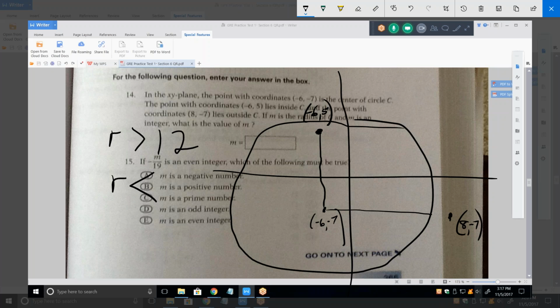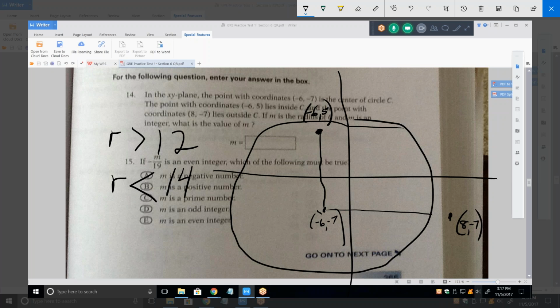-6 and 8. There's the... Go ahead. -2? No, we're not concerned about the sign. 2? Nope. 12 or 14? 14. That tells us the radius has to be less than 14.